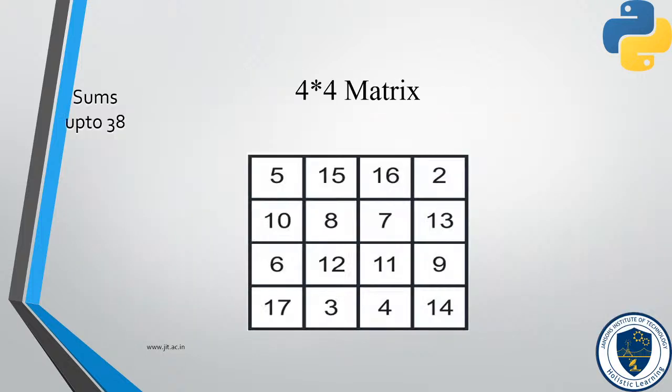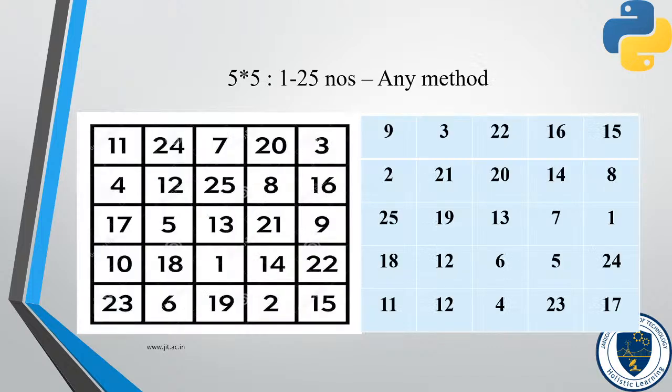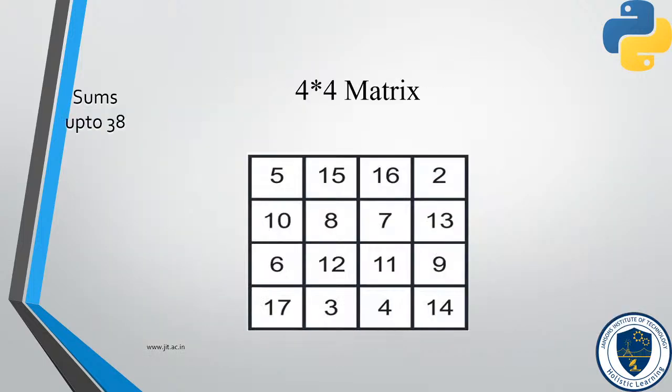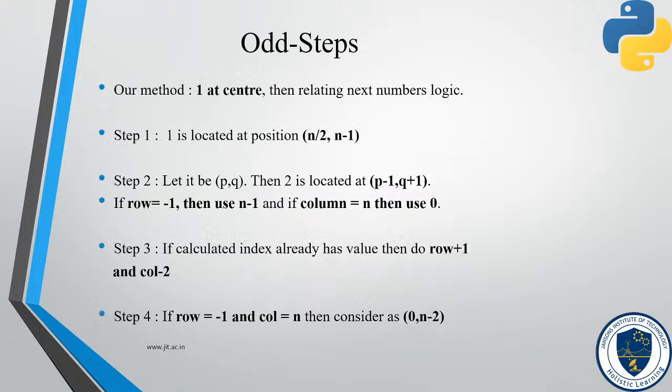This is one method, and this is a 4 cross 4 matrix. This is for the even order logic, and we are not going to solve this. We are going to solve 3 cross 3, 5 cross 5, 7 cross 7, and so on. I am guessing that you all would have solved this problem manually, so we will go into the algorithm.